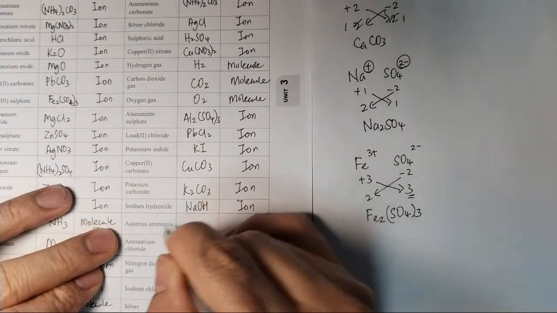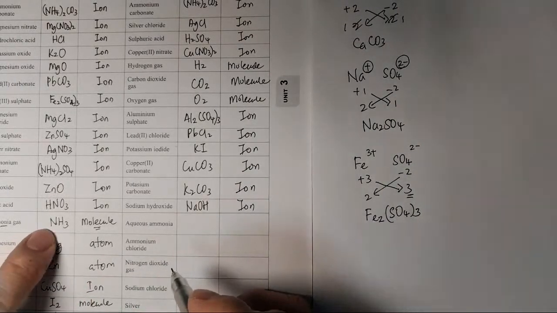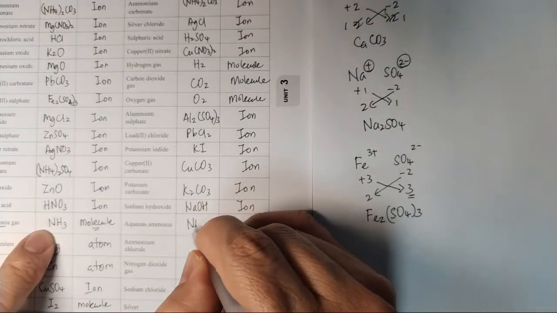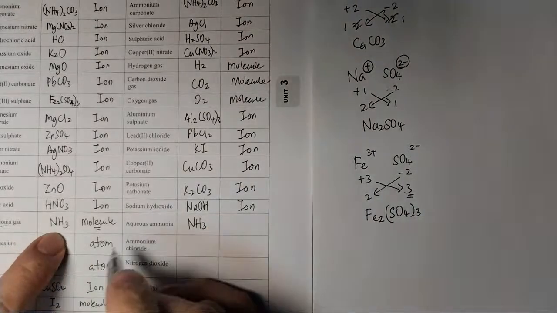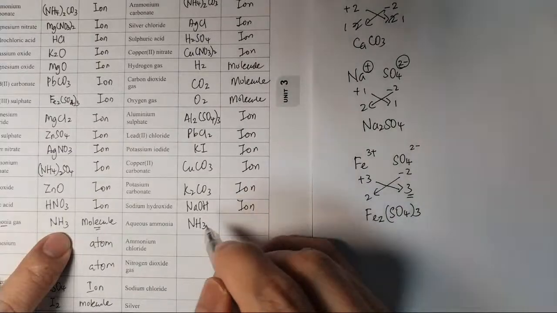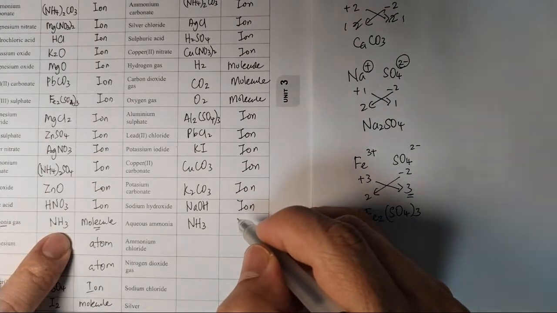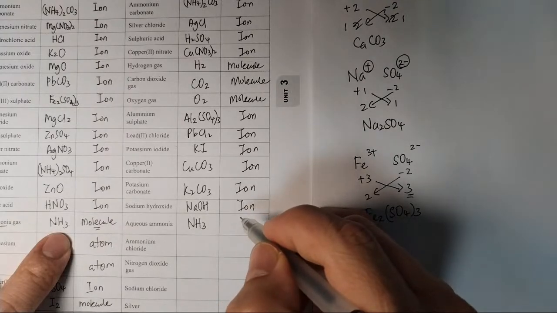Sodium hydroxide, ions. Okay, ammonia, aqueous ammonia. Aqueous ammonia is actually the same formula as ammonia gas. Aqueous ammonia means that it dissolves in water. It's still the same, but inside here would be the ions already. Sorry, let me check. Aqueous ammonia.